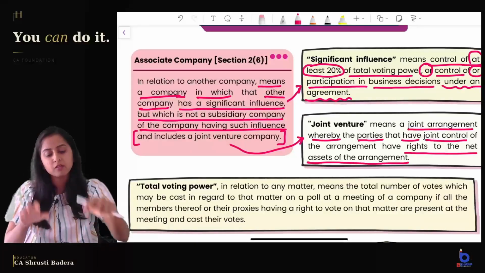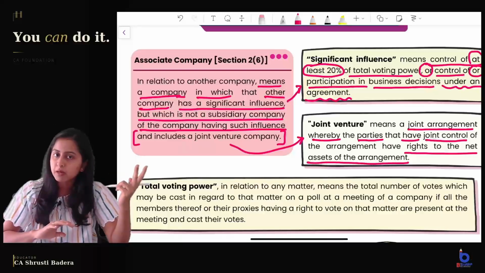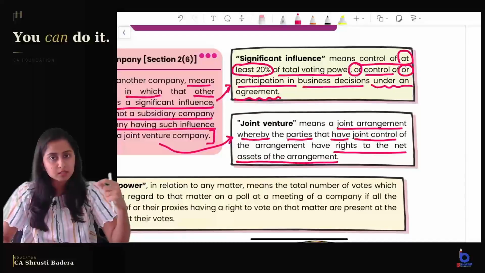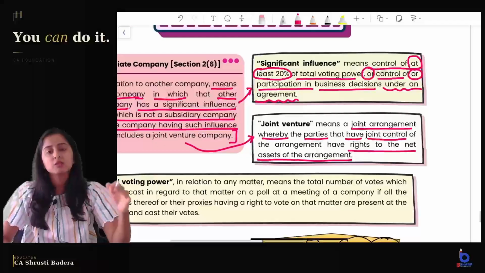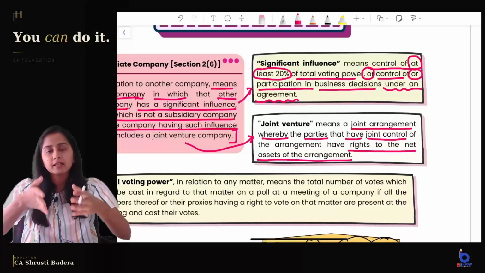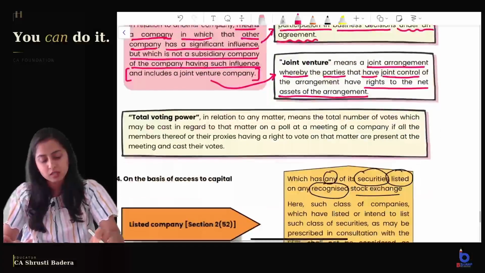What is significant influence? Control of at least 20% of voting power, or control of or participation in business decisions under an agreement. Joint venture means a joint arrangement whereby the parties have joint control of the arrangement and they have rights to the net assets of the arrangement.